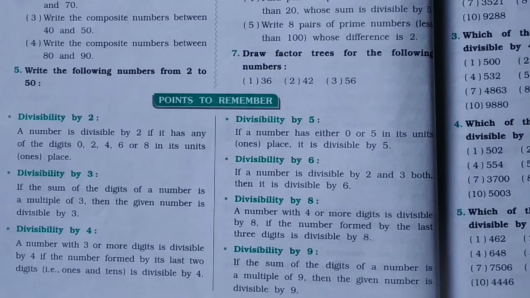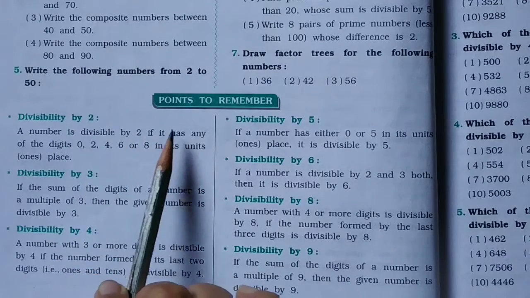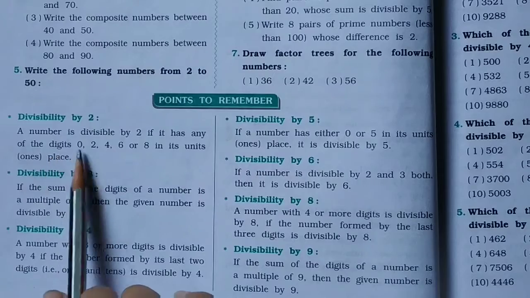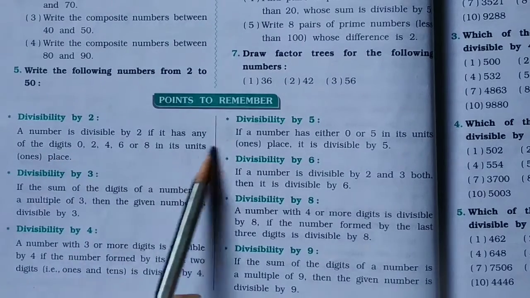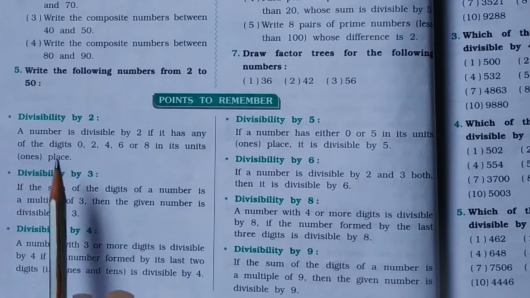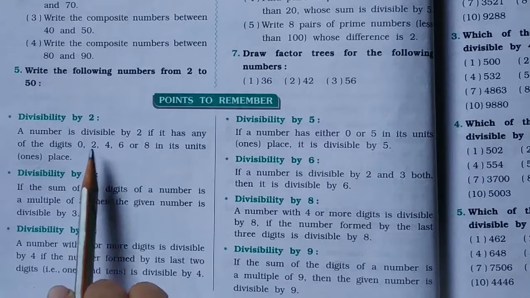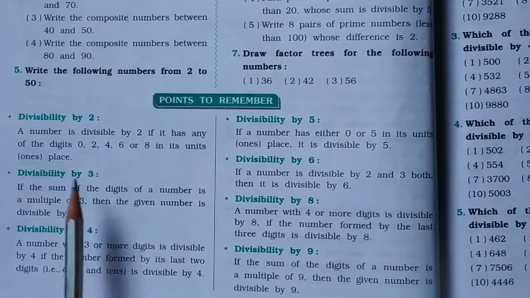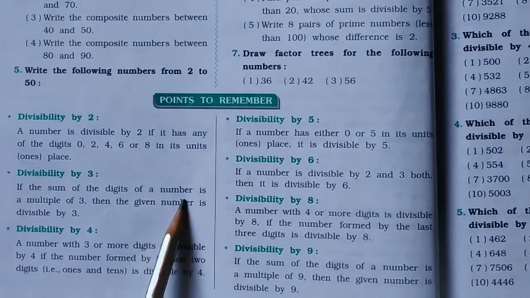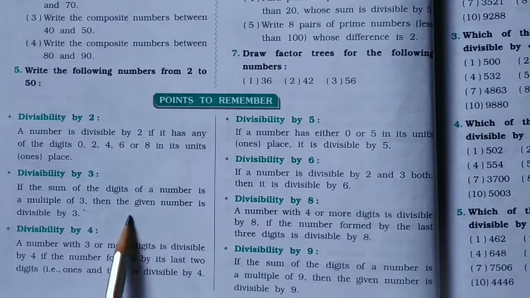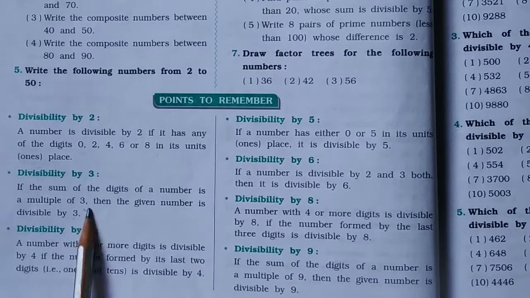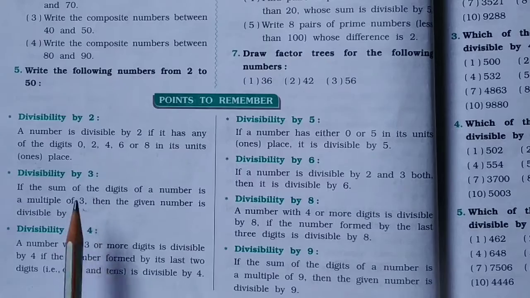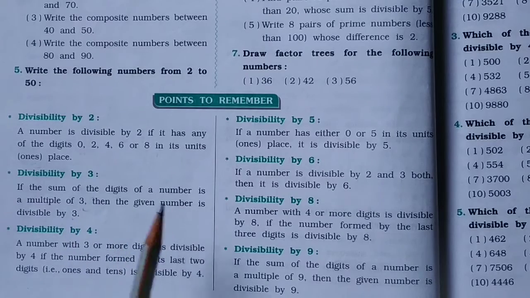Then the next point is divisibility by 2. A number is divisible by 2 if it has any of the digits 0, 2, 4, 6 or 8 in the units place. That means if the last digit is 0, 2, 4, 6 or 8, the number is divisible by 2. Same way, divisible by 3: if the sum of the digits of a number is a multiple of 3, then the given number is divisible by 3. That means the 3 table comes: 3, 6, 9, and so on.